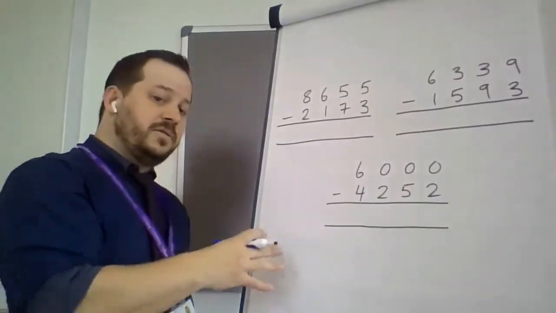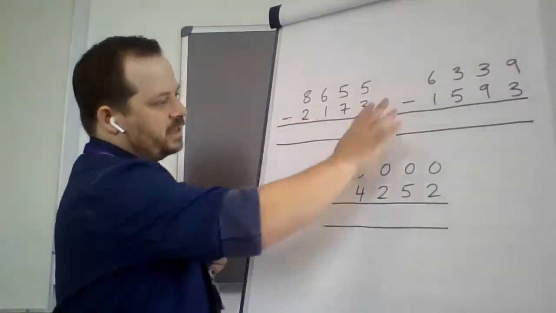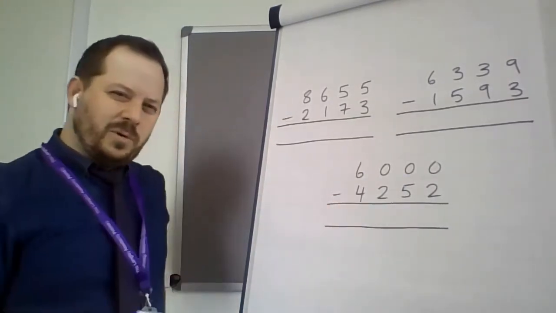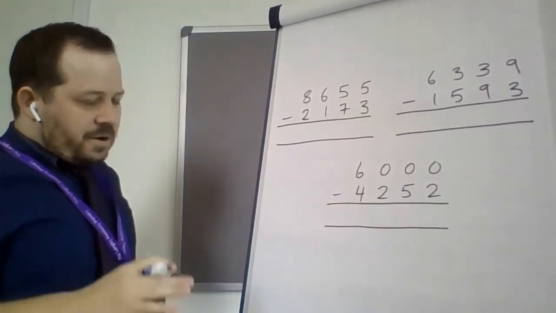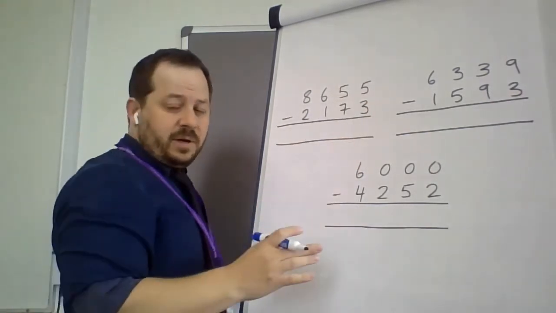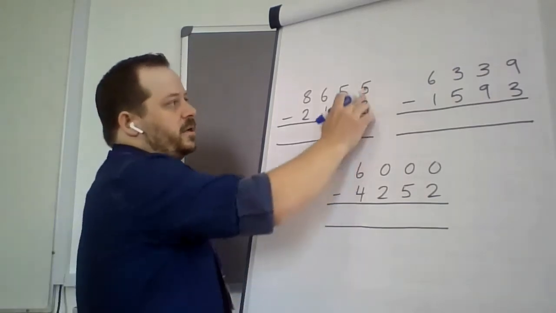So, answers for the questions that you've done, getting slightly trickier as we go along. A nice little one down here that we'll talk about how we do in a minute. So again, we start as we normally do. We do the calculations as we can, seeing if we can do them or whether we need to exchange.